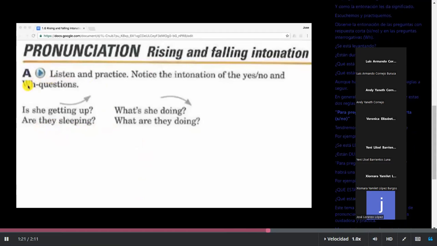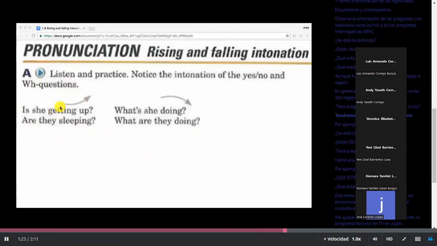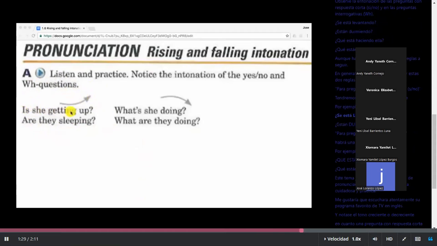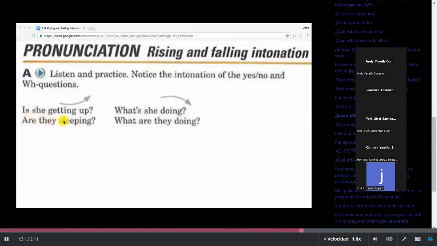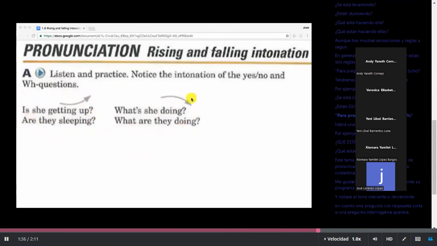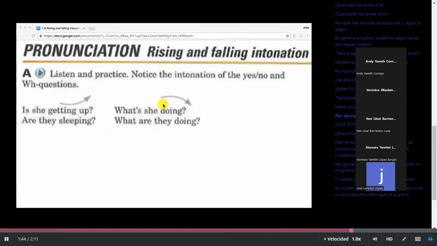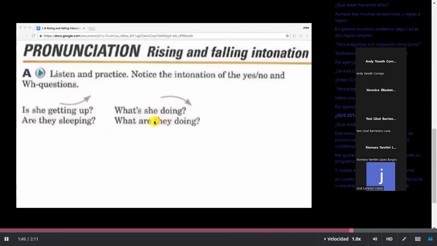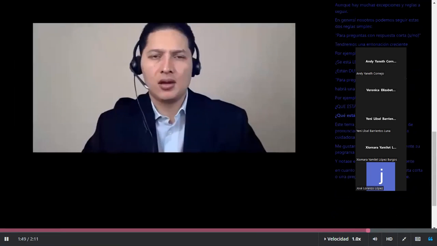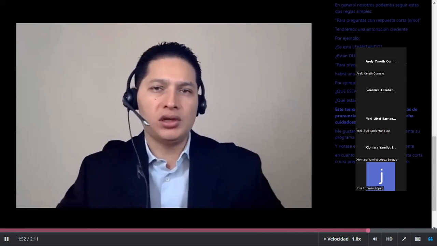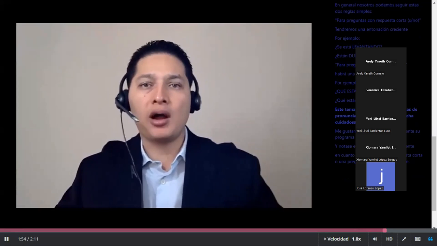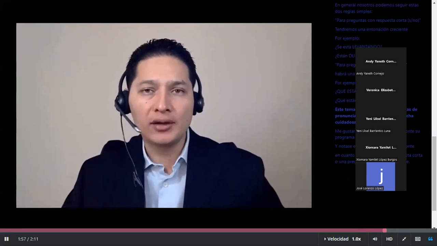For yes or no questions, there will be a rising intonation. For example, is she getting up? Are they sleeping? For WH questions, there will be a falling intonation. For example, what's she doing? What are they doing? This topic, along with all the other pronunciation topics, requires careful listening and practice.